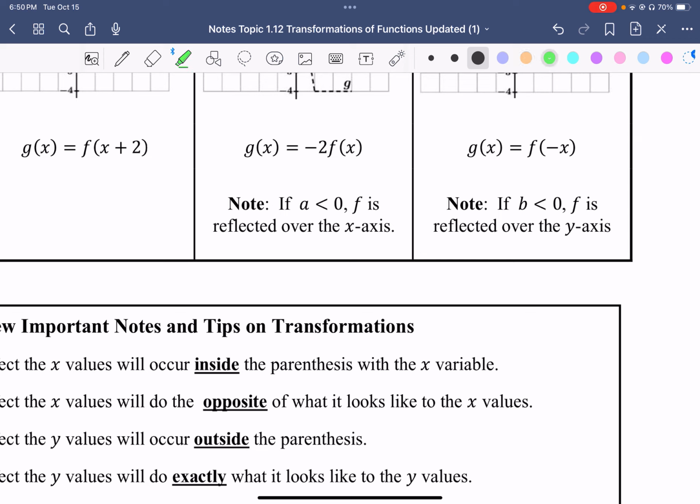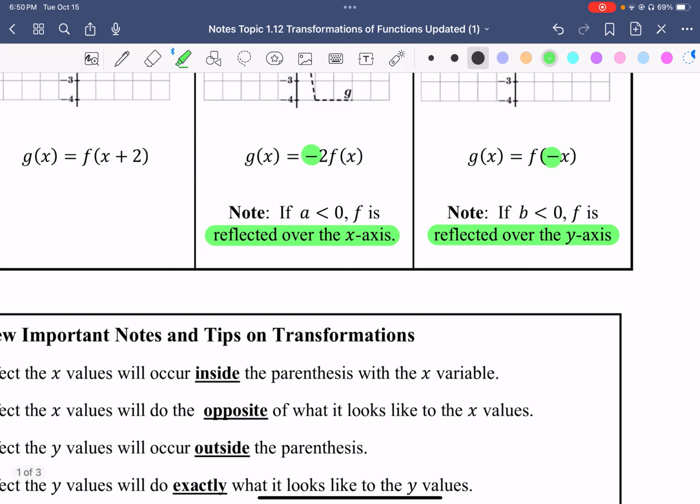Okay, now we can also reflect over the x-axis and the y-axis. So for the x-axis reflection, you're going to have a negative outside of the function, outside of the parentheses. But if you're reflecting over the y-axis, that means the negative is inside the parentheses next to the x. Okay, now even though it looks like it's a negative 2, it is, but the negative is strictly for the reflection and the 2 is for the vertical dilation.